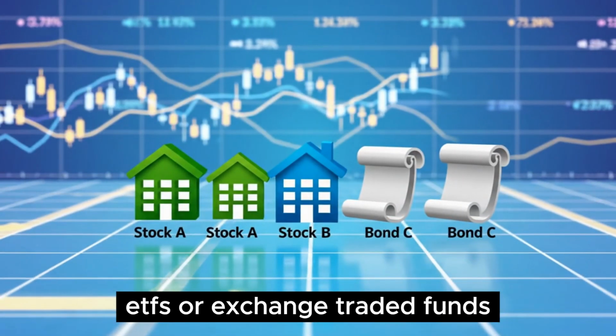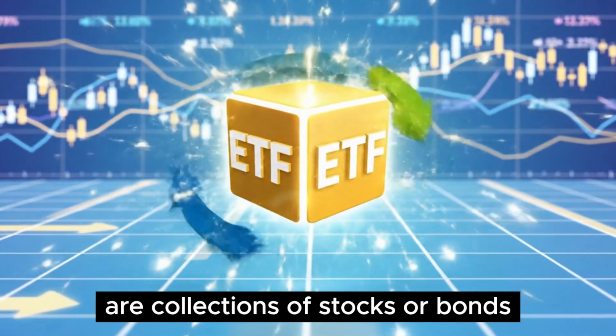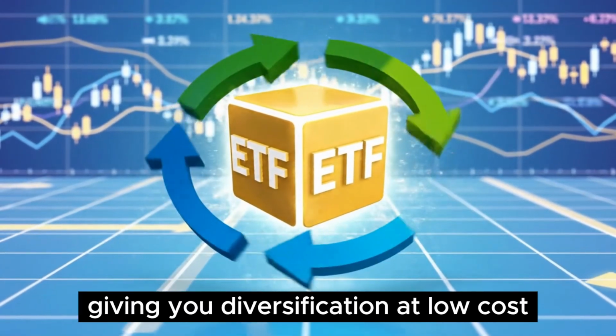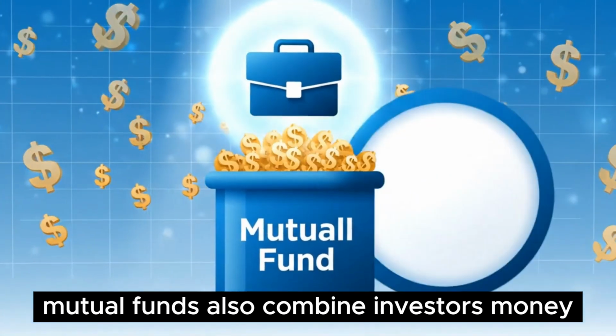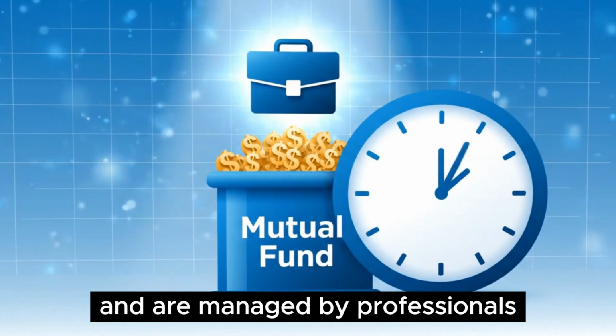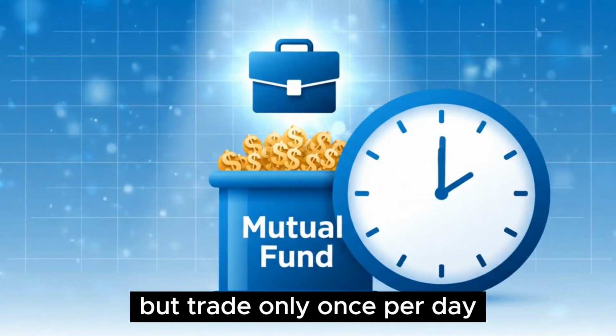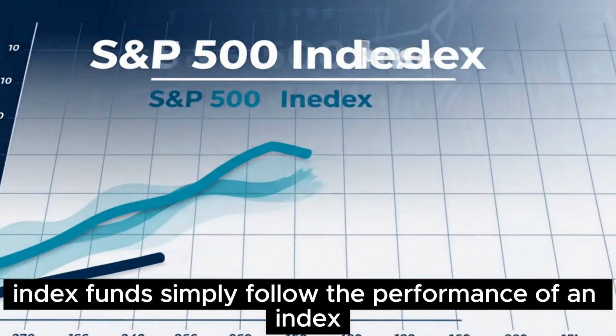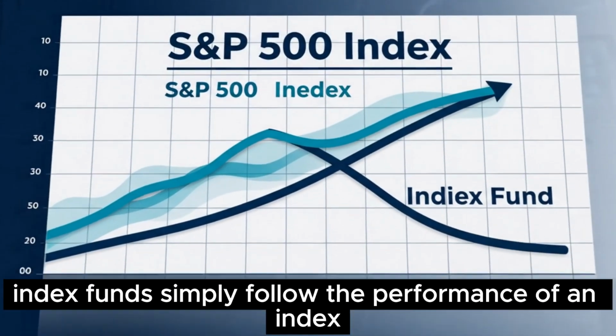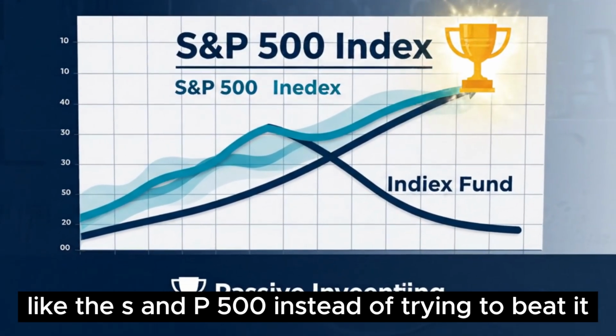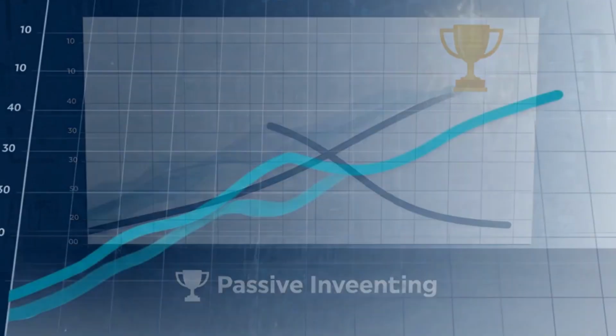ETFs, or exchange-traded funds, are collections of stocks or bonds that trade like one stock, giving you diversification at low cost. Mutual funds also combine investors' money and are managed by professionals, but trade only once per day. Index funds simply follow the performance of an index, like the S&P 500, instead of trying to beat it.